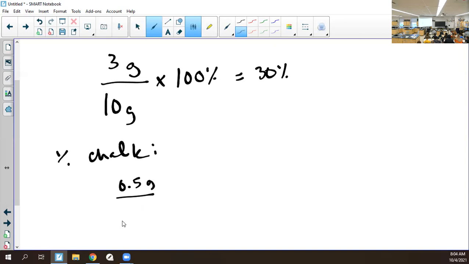Okay, and then are we gonna have the same number for our total under here? Are we gonna have 10 grams for our total? Yeah, we're gonna have 10 grams for our total mixture.